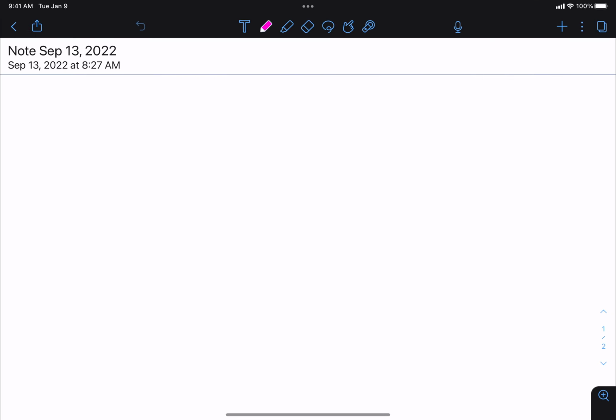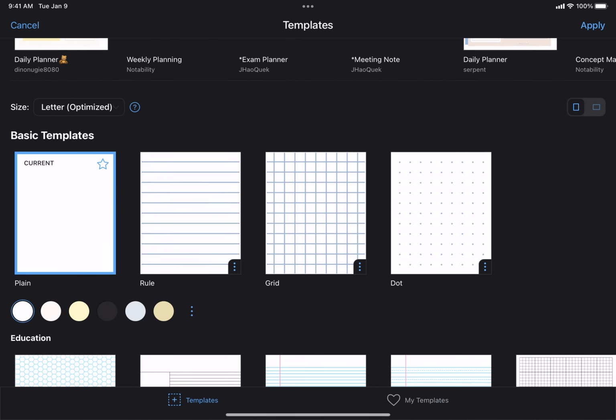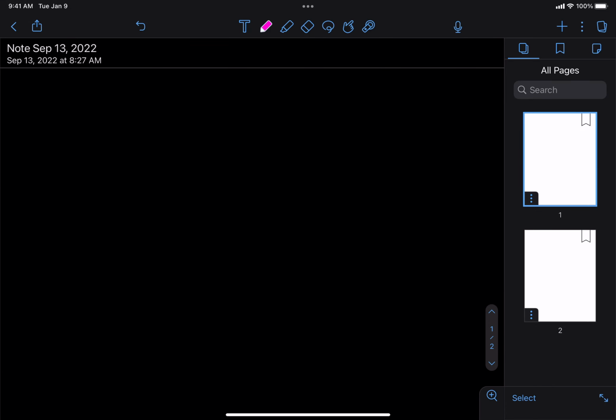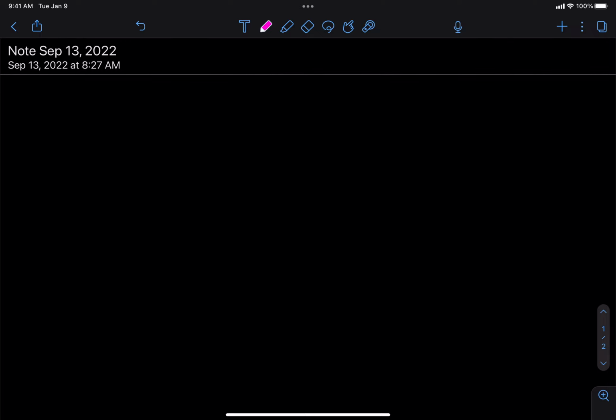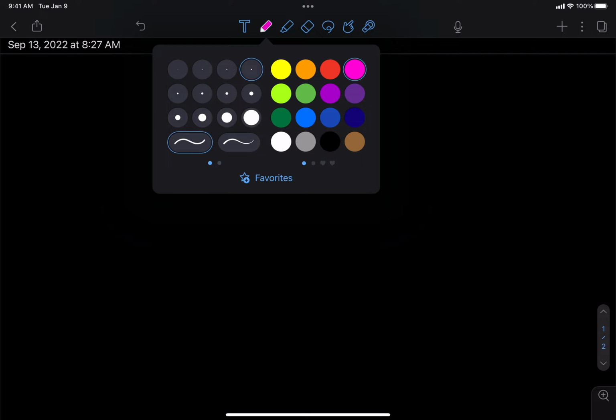So maybe I'll make a new note. Oh God, that's blindingly bright. Let's make it dark mode. There we go. Isn't that so much better? Yes. Okay. We'll use white today.